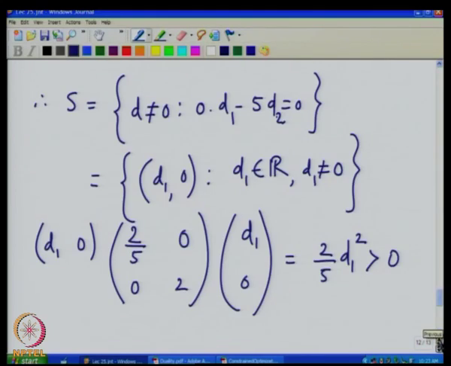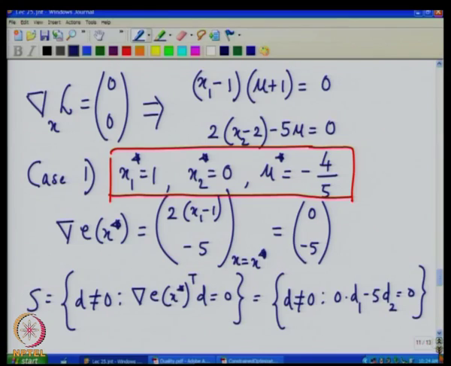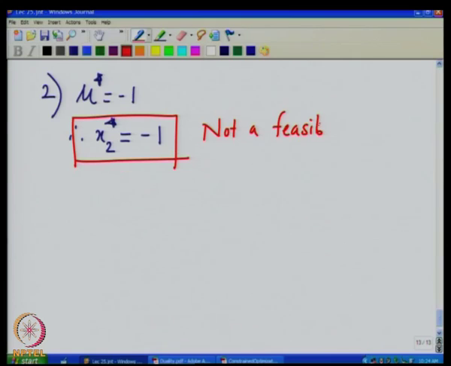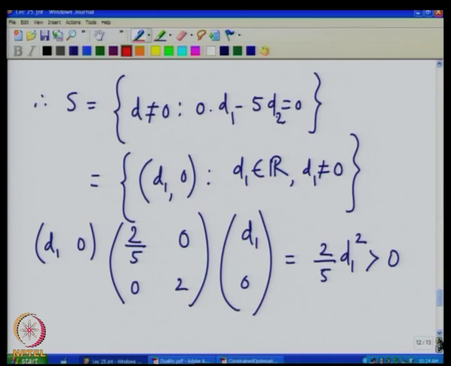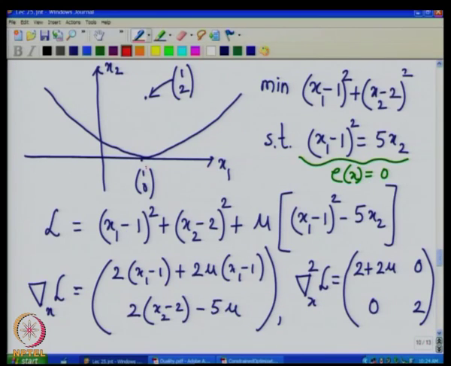So, we get x2 star equal to -1, and if we look at the constraint set, x2 star is never -1, it is always non-negative. So, x2 star equal to -1 is not a feasible point. And therefore, we cannot continue this case further, and therefore, you will see that this point (1, 0) is a strict local minimum, and if you look at the figure, this point is a strict local minimum.